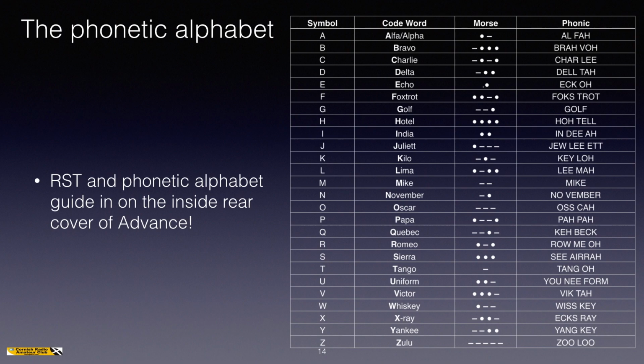So, for example, uniform is pronounced 'you-nee-form', and that shows you perhaps a good way to extend the pronunciation of it to make it clear over the radio. So the RST and phonetic alphabet guide is on the inside rear cover of Advanced Now.